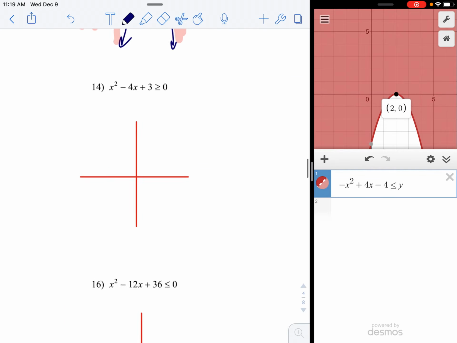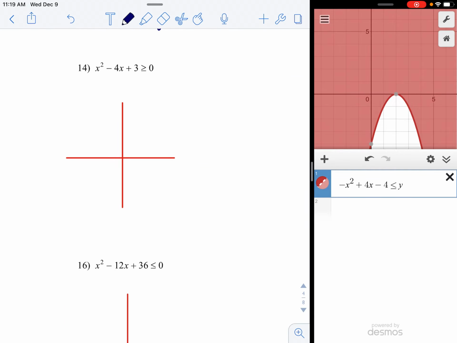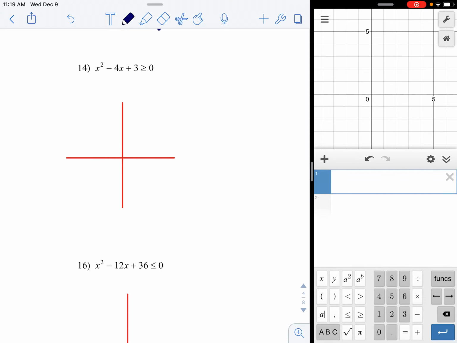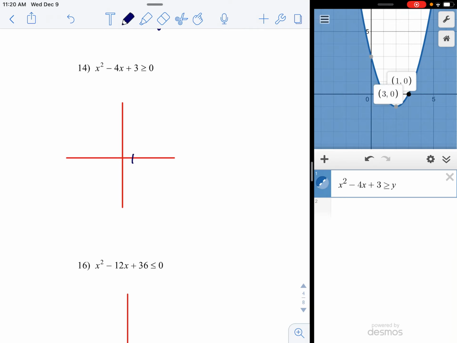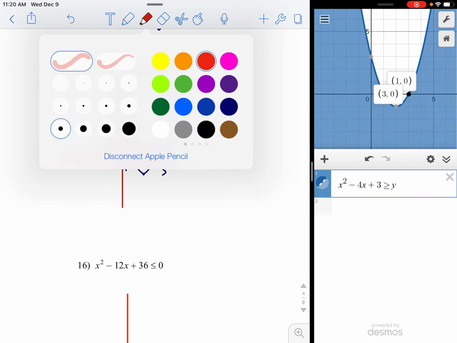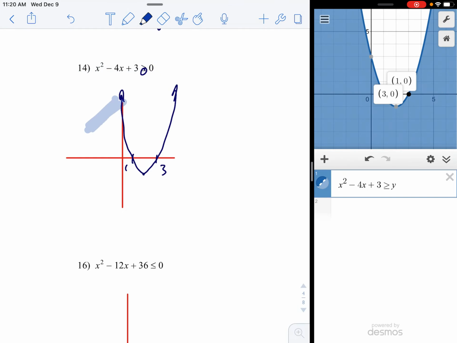Couple more and we're done. If you get it, of course, you can just stop and go on to your assignment. That's up to you. x² minus 4x plus 3 greater than or equal to y. We have +1 and +3 are the x-intercepts. There is an equal to sign here, so it's a solid line, not a dotted line. The shading, we'll go with blue, is out here.